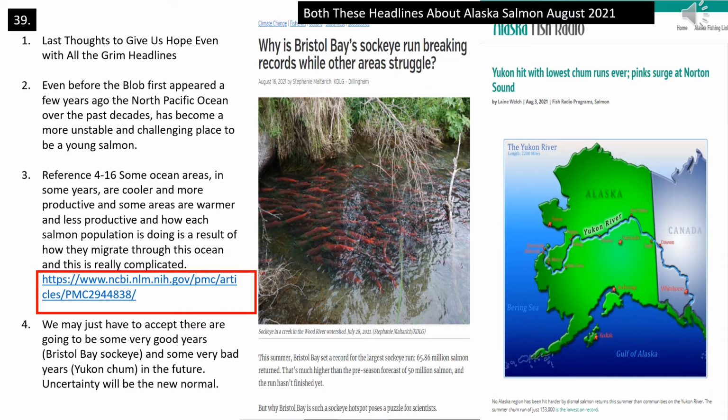So, like this headline says, why are Bristol Bay sockeye runs breaking records while other areas struggle? And if you look to the right, Yukon River hits the lowest chum runs ever. And just south of the Yukon in Norton Sound, pinks surge. This will be the story of this century. So unfortunately, it appears uncertainty will be the new normal, and we can only do what we can do.